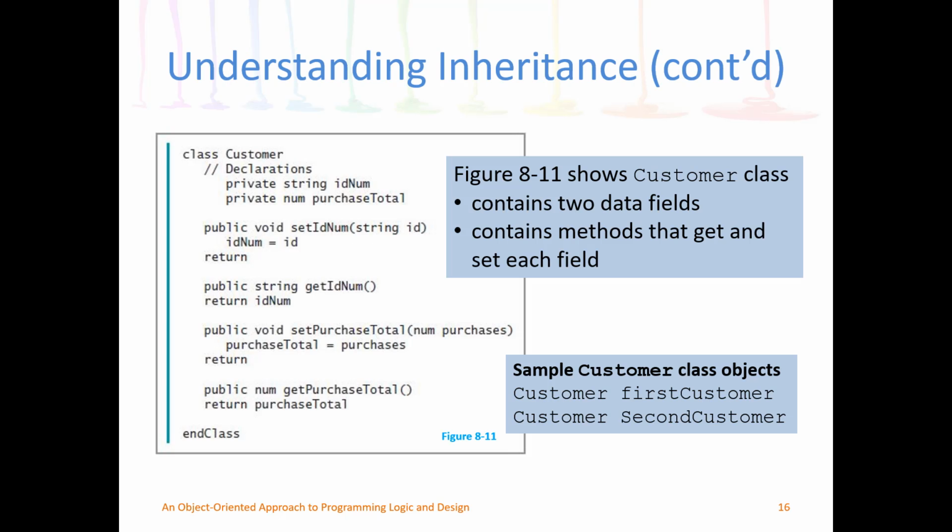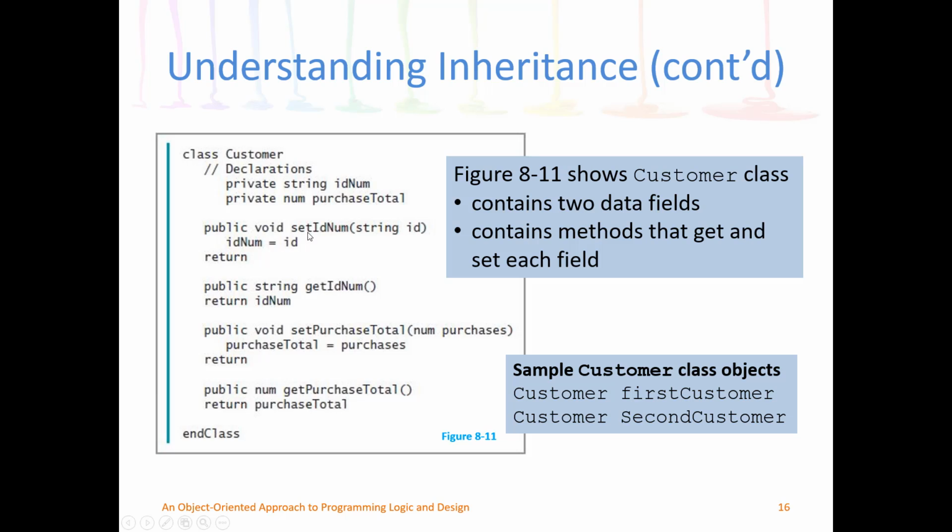So let's look at an example here. Here's customer. And notice in customer, I have an ID number for the customer, and it's a string. And how much they've bought, purchase total, and that's a number. Again, they're private. Now you don't see a constructor. What does that mean? The constructor is automatically created by the software, or the compiler.